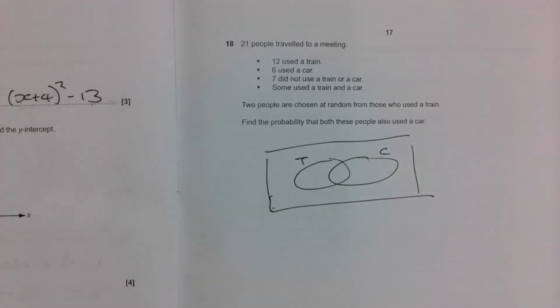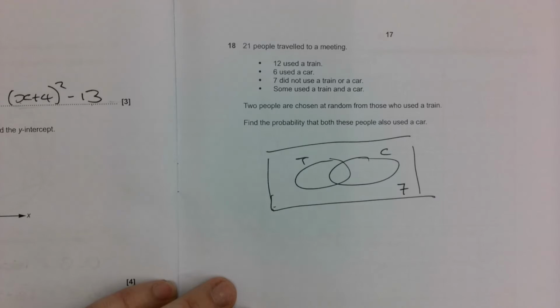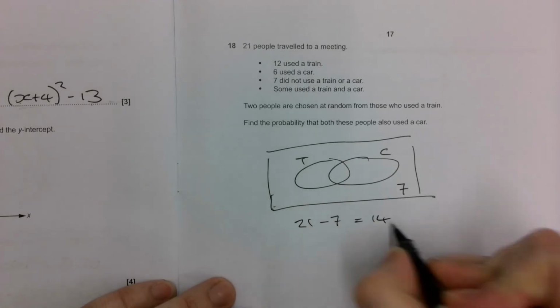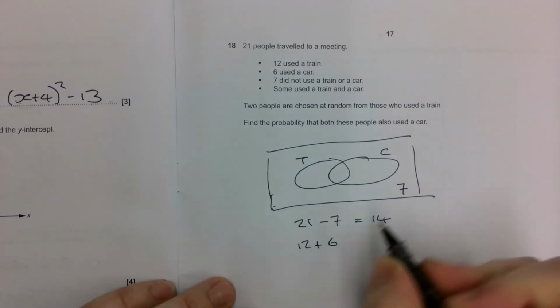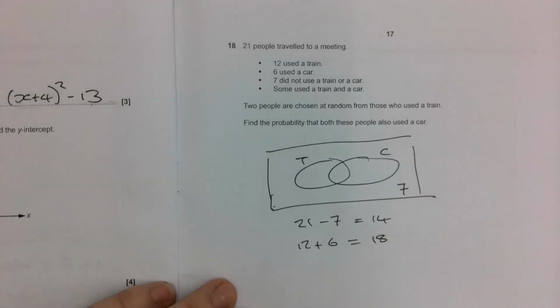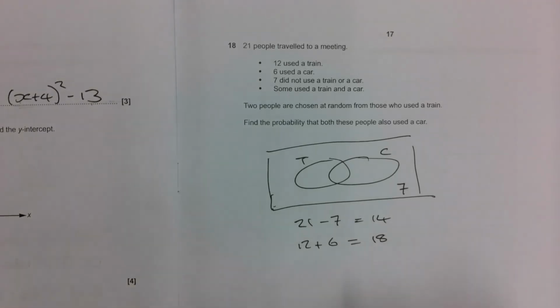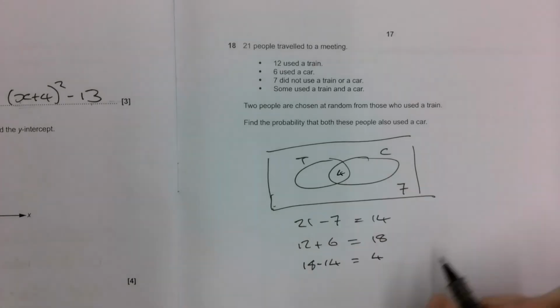Train, car, obviously anybody outside the circles didn't use the train or the car. There were 7 of them. We know that 12 people used the train and 6 people used the car. Hold on, if we take away the 7 people that didn't use either though, we are left with 14. If we add together the people that used a train or a car, we get 18. That gives us a slight problem. The difference between these though is the number of people who used both. So 18 take away 14 is 4 used both.